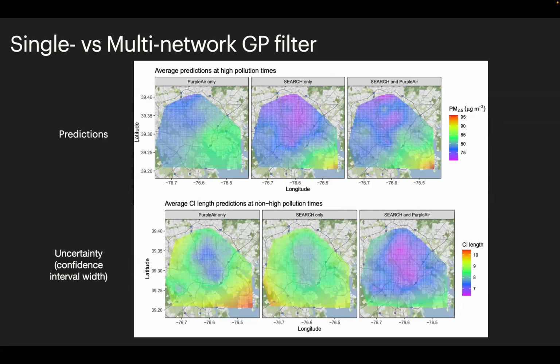And these are the uncertainty interval widths. If you have more data, it typically helps with your uncertainty, if the data are reasonably in agreement, and we do see that. We get much tighter interval estimates when we're using both networks together than when we're using just one of them.